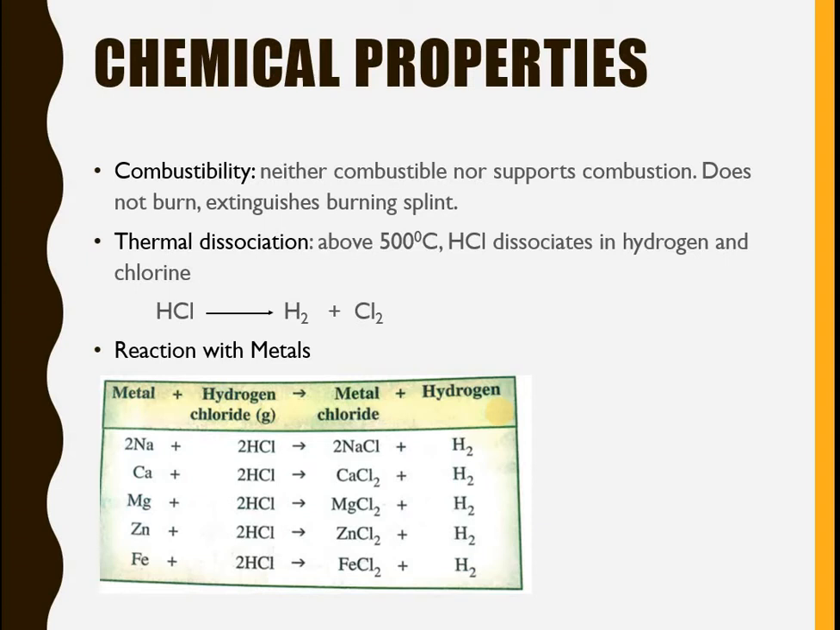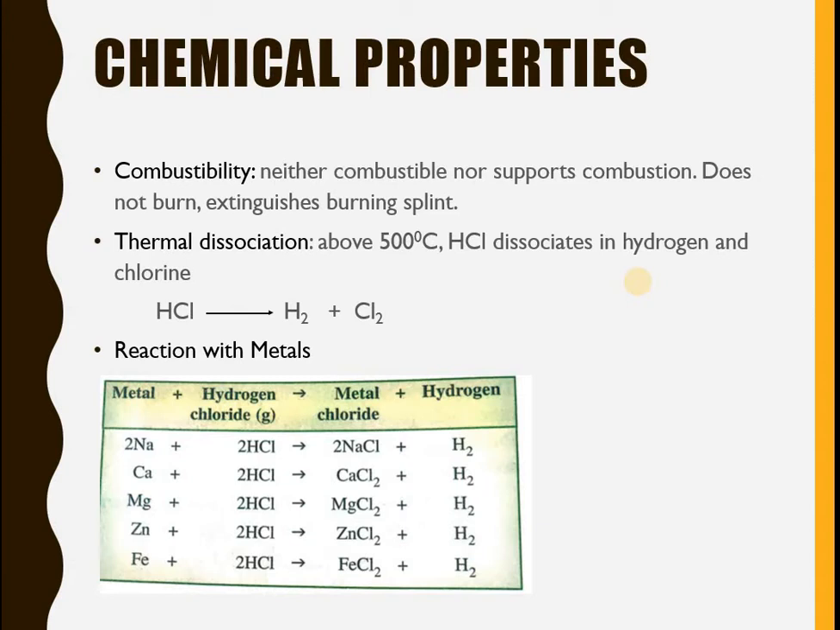First we'll go for the chemical properties of the hydrogen chloride gas. First is combustibility. It is neither combustible nor supports combustion. It doesn't burn, extinguishes the burning splint. If it is heated at about 500 degrees Celsius, hydrogen chloride dissociates into hydrogen gas and chlorine gas.